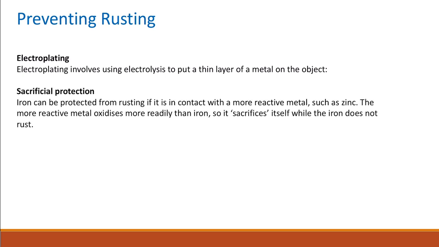Or you could use what is called sacrificial protection. In sacrificial protection, iron can be protected if it comes in contact with a more reactive metal like zinc. So when iron is in contact with zinc, in the presence of oxygen and water, zinc is the one that is going to be oxidized because it's the more reactive one. So we sacrifice the zinc for the sake of the iron.